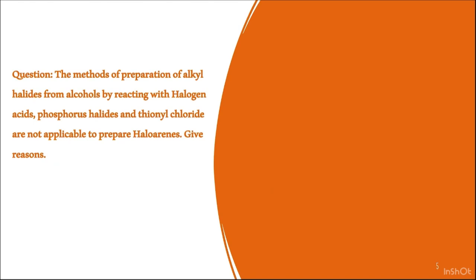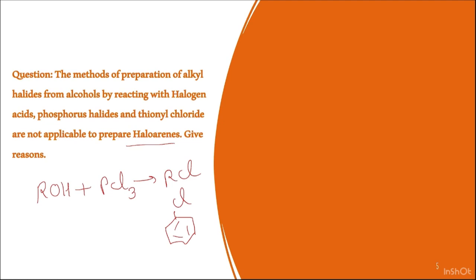Now, the next question is: the methods of preparation of alkyl halides from alcohols, that is by reacting with halogen acid HCl, with the phosphorus halides PCl3, PCl5 and thionyl chloride, are not applicable to prepare haloarenes. So we have to give the reason. The question is, if you have alcohol and you react it with say PCl3, for example, you get RCl and the byproducts. But the same reaction cannot be used to carry out the preparation of this haloarene?